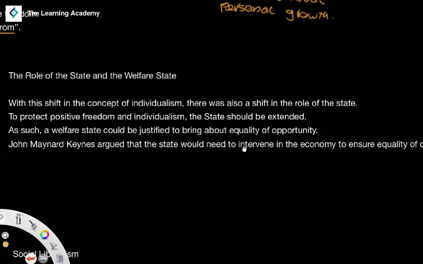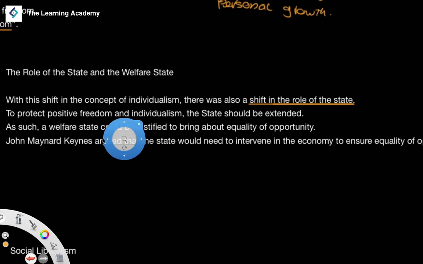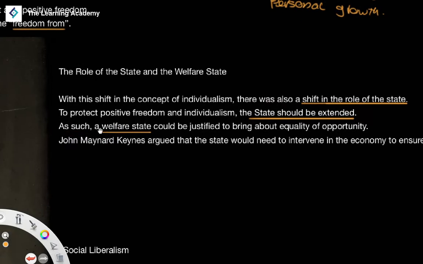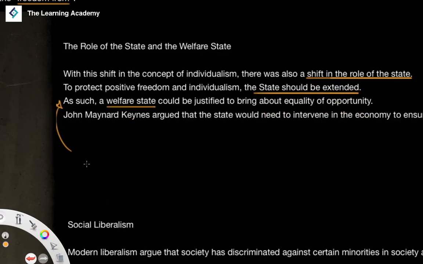So with this shift in individualism came a shift in the role of the state, in the ways in which we can utilize the state to achieve the liberal ideas. So to protect freedom and individualism, people believed in the modern liberal sense that the state should be extended. An extension of the state can actually bring about these kinds of ideals. So as such, a welfare state, now we understand what a welfare state is, the provision of welfare provided by the state.